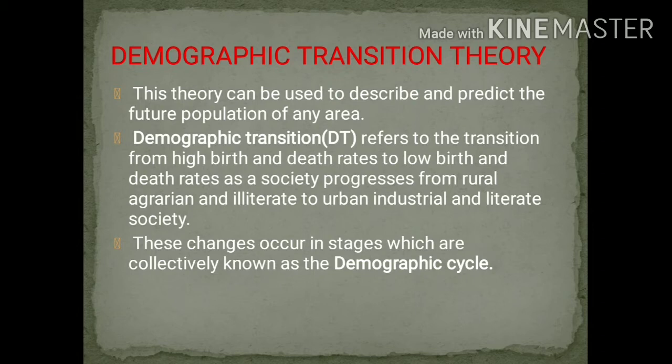Now what is demographic transition? It is the change of any society from high birth rate and death rate to low birth rate and death rate. And when does this happen? If a society progresses from an illiterate and agrarian, that is agricultural, society to an urban industrial and literate society. So this is demographic transition. And this change from high birth rate and death rate to low birth rate and death rate occurs in stages which are collectively known as demographic cycle.